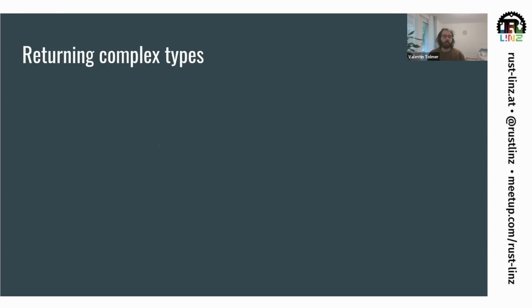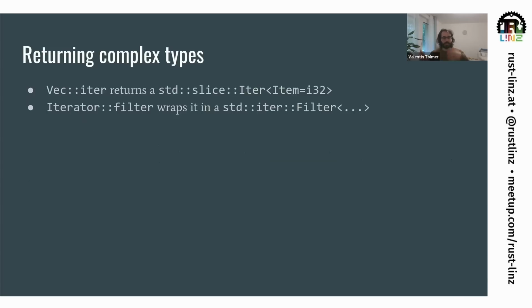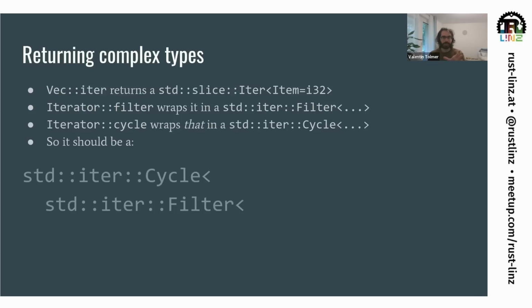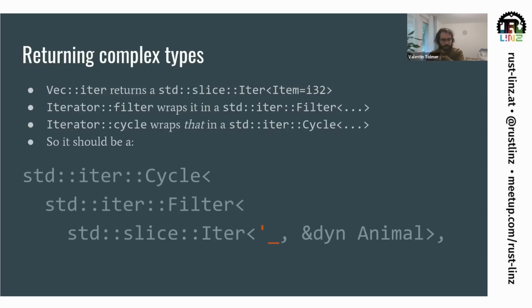So the iter method on vector returns a std slice Iter with Item equals i32, because here it's a vector of integers. In general, it returns an Item the same as what the vector contains. Then we call .filter, which wraps that iterator into a new iterator of type std iter Filter. Then we call cycle, which wraps that one into another iterator called Cycle. So as a result, the return type of the function should be something along the lines of a Cycle of a Filter of a slice Iter of pointer to animals, sorry, of integers. I should correct the slide.